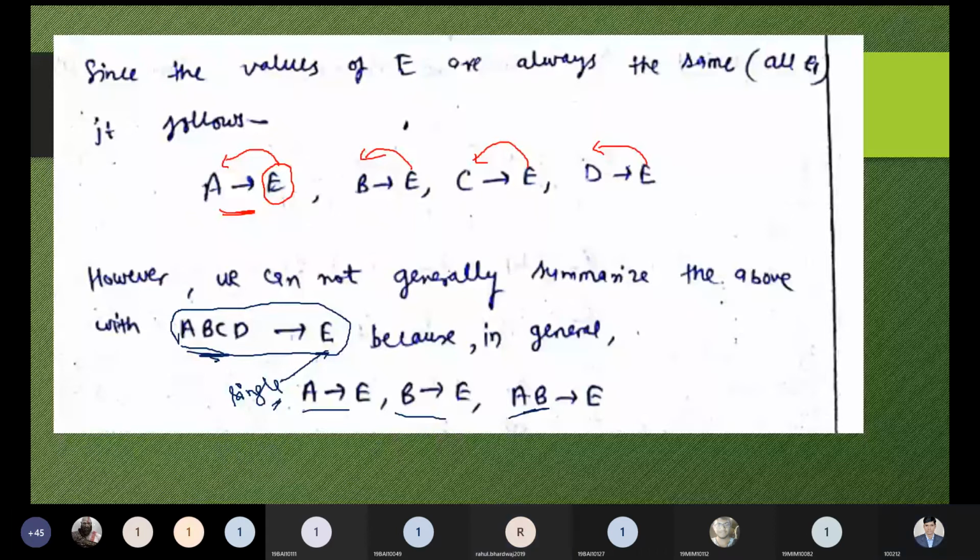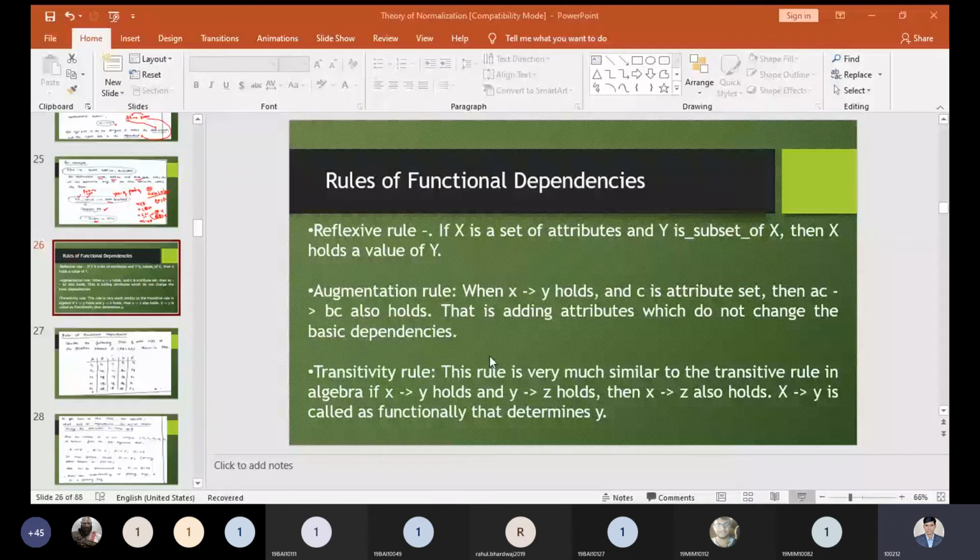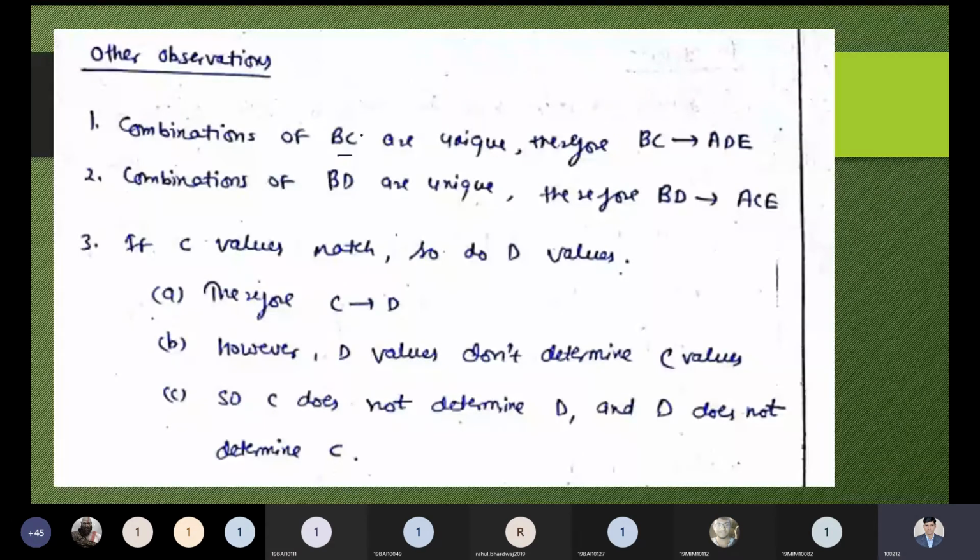Now see, another observation. Further, it is found that the combination of BC is unique, of course, as we can see. Therefore, BC is providing uniqueness. So A and D can depend on the combination of the BC attributes. For example, student room number and his name in a hostel may be the key attribute. So this is known as the composite key attribute.